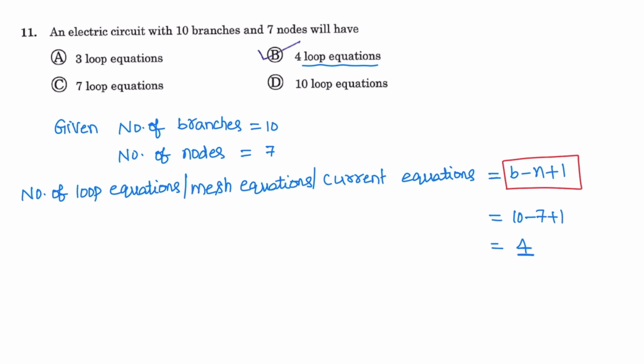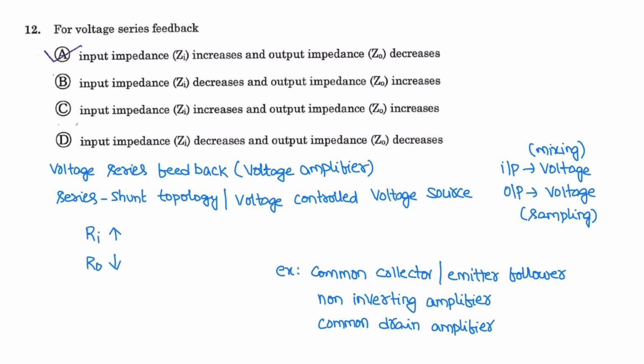For a voltage series feedback. Voltage series feedback is also called voltage amplifier, or series shunt topology, or voltage controlled voltage source. Here the input mixing is voltage. At the output we are performing sampling, and voltage is sampled as well as voltage is mixed. So input is voltage, output is also voltage.